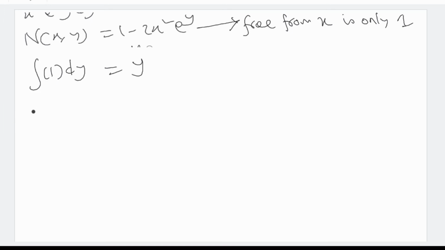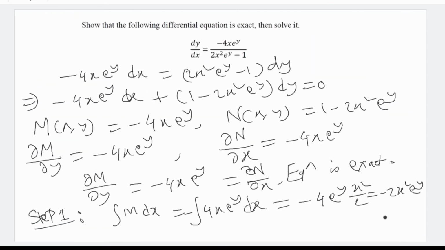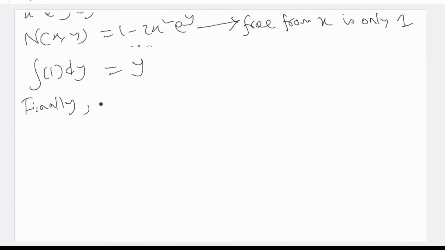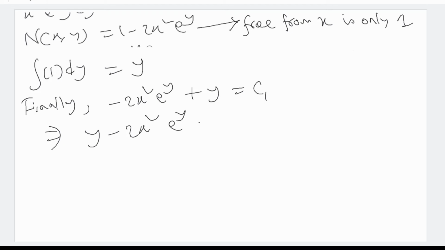Now finally we can add these two answers. Finally our integration of M is minus 2x square e power y plus y is equal to an arbitrary constant. So that means y minus 2x square e power y is equal to c1. So this is our answer.